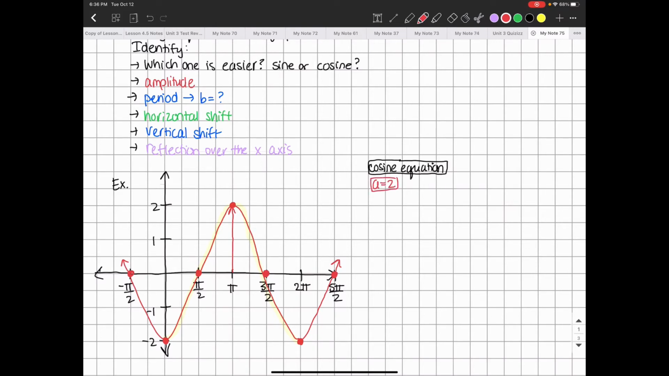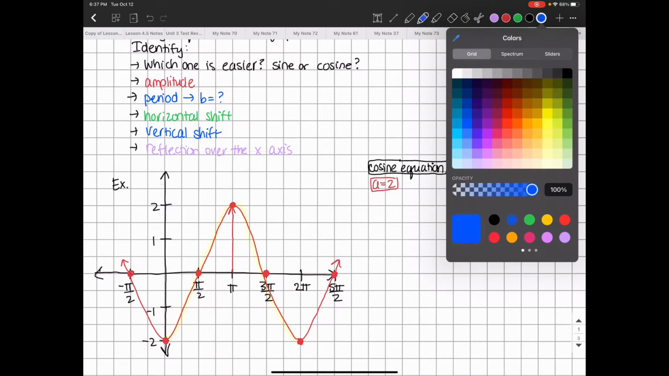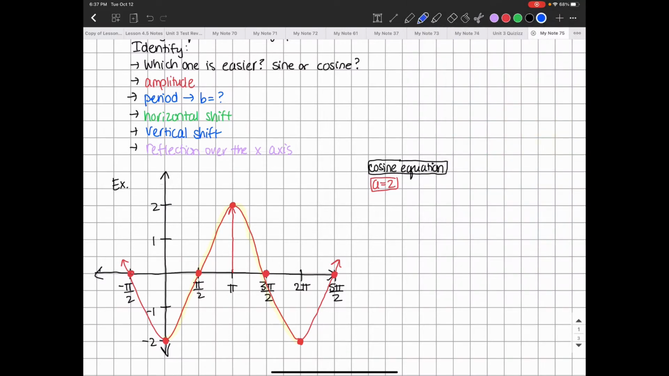The period is the next thing that I'm looking for. I know that the period is one full cycle. What I highlighted in yellow is from 0 to 2 pi. So I know that one period is 2 pi. And I know that a period is 2 pi over b.